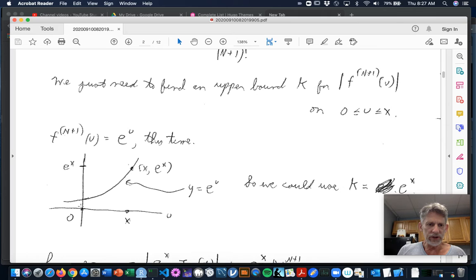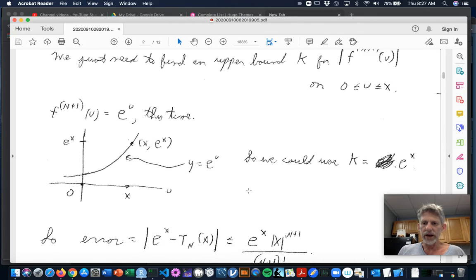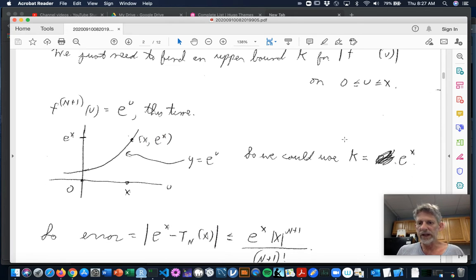And so here's the u-axis, and here's the y-axis, this little vertical thing. And I'm interested in the range on the u-axis from 0 to x. So I've graphed the end of that range. This point here is x comma e to the x. And I think, what's the biggest sized value that I see there? Well, the biggest that I see is e to the x. So I could use e to the x as my upper bound.